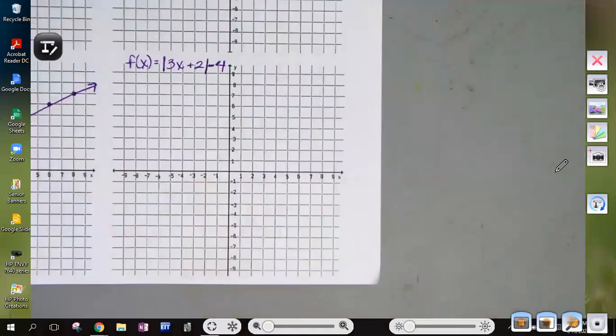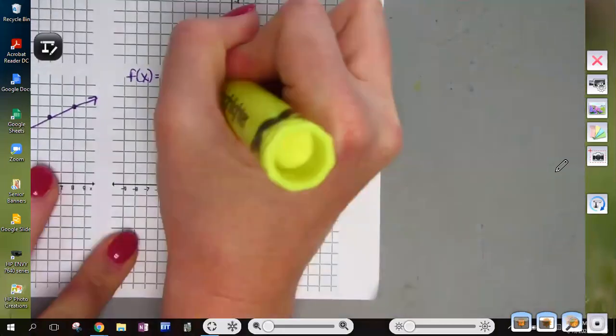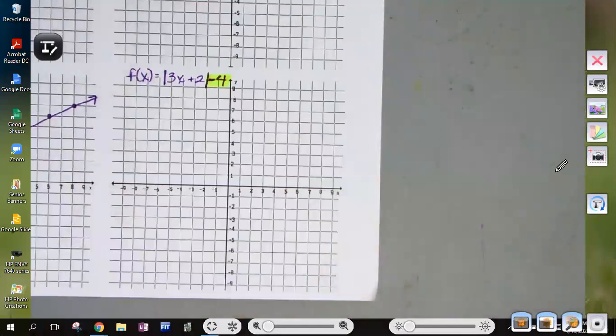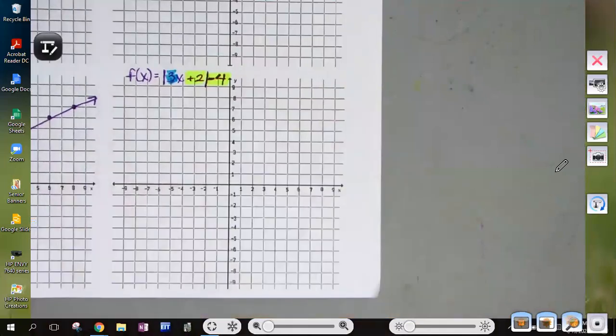All right, now there are two translations happening. First one, there's one on the outside and there's one on the inside. Then we also have a dilation because there's a number in front of our X. Okay, lots going on here. But if our minds are blank, what could we do to draw this graph? We could create a table, okay? But we're going to try to remember the rules first and then check it with a table.